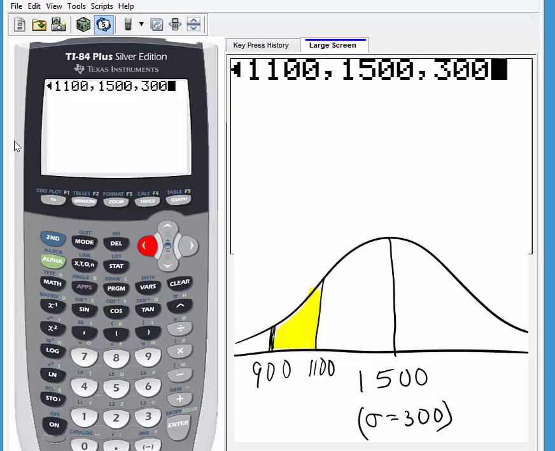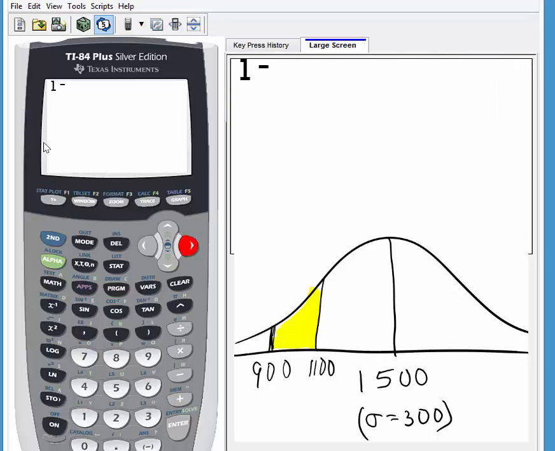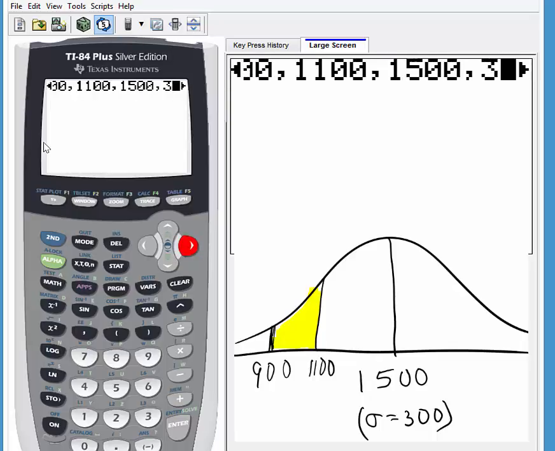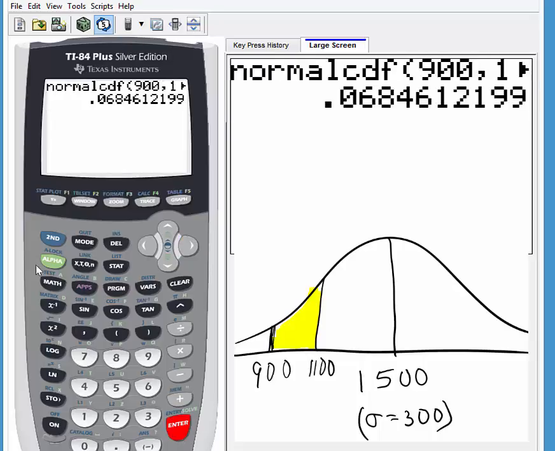If you don't have the stat wizard, when you put this in, it's left bound 900, right bound 1100, and then the mean 1500, and then the standard deviation 300. So left bound, right bound, mean, standard deviation. Remember that syntax. And press enter. So our probability is about 0.068.